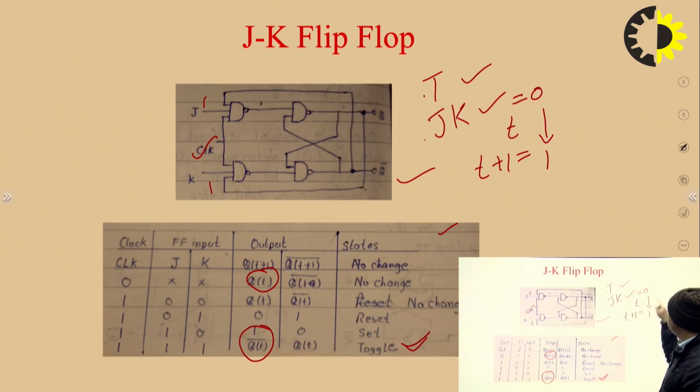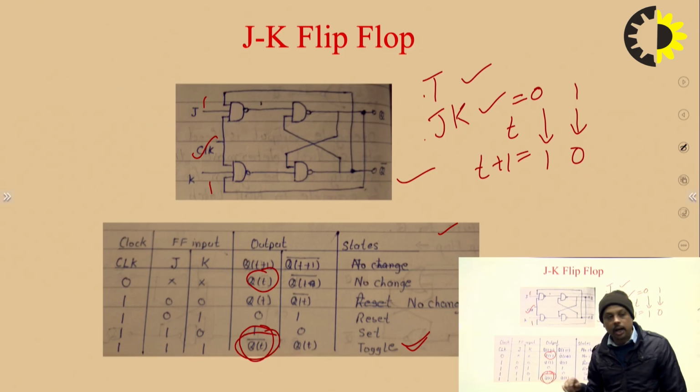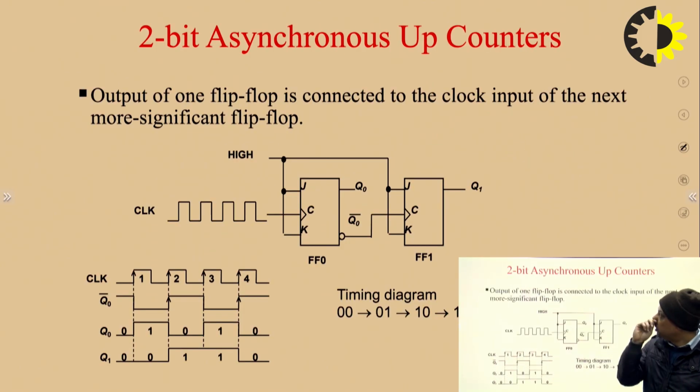It may be possible that if the output is 1 at time t equal to 0, then for t equal to 1 it is flipped again, that is, t plus 1 is equal to 0. So this toggle condition is nothing but flipping the previous state of the counter.